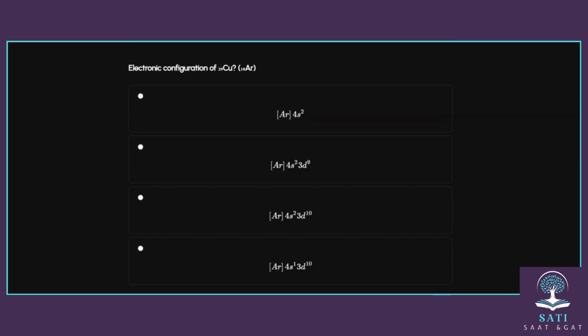Electronic configuration of copper: 29, while argon is 18. Now they gave us the atomic number of copper, which is 29, regardless of what the element is. And here the argon is 18. As you see, they gave us the notation of what? Of noble gas notation. So we need to remember noble gas notation.